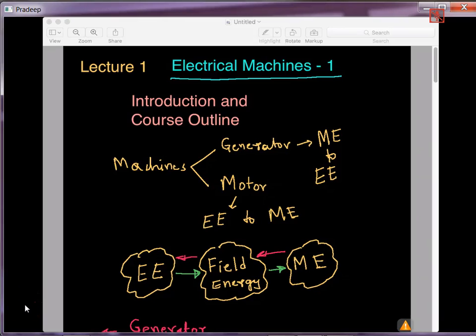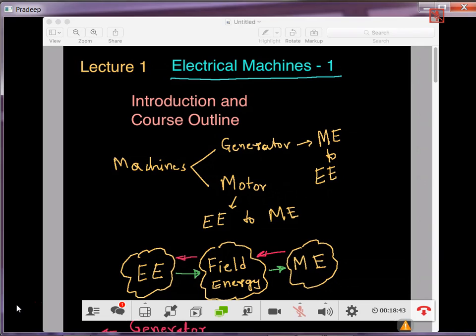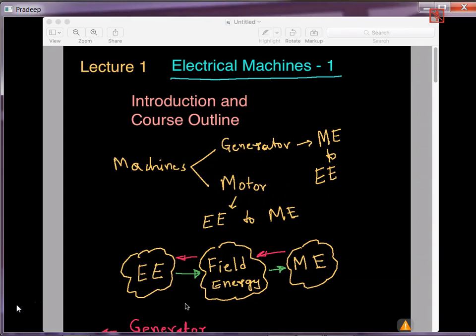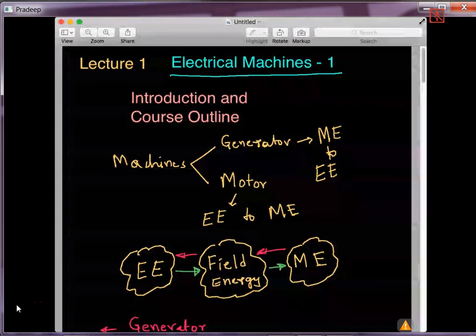So I'll begin by briefly reviewing what we did in the first lecture, and then I'll continue with the second lecture. Okay, so in lecture 1, what we had seen was just a course on electrical machines, one of the most important courses in electrical engineering.